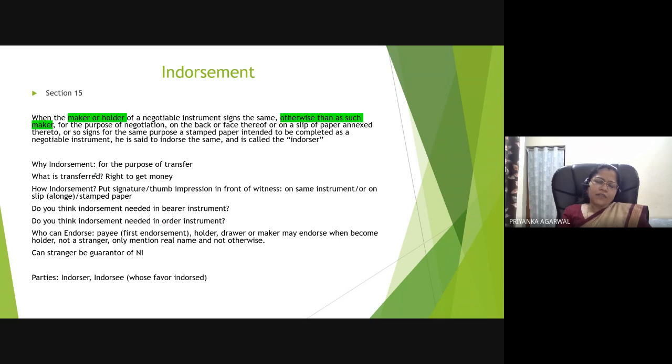Is it why it is written that when the maker or holder of a negotiable instrument signs the same? Okay, so why the maker? How is the maker going to endorse that instrument? Because the maker is the one who is going to give it to the payee, to whom he has to pay. So the payee is the first person who is going to endorse. Then how can the maker be an endorser?